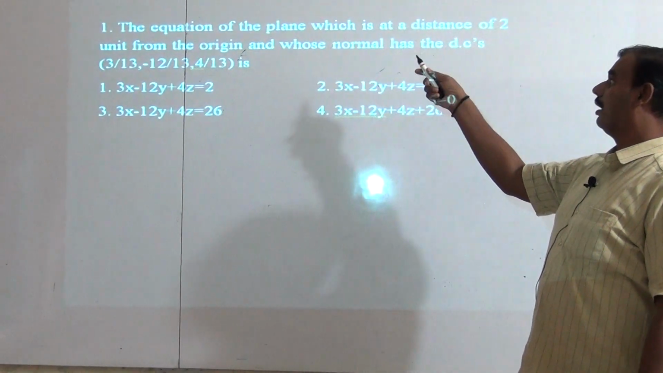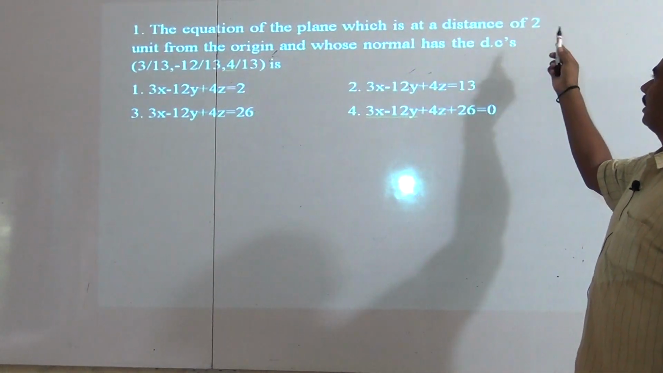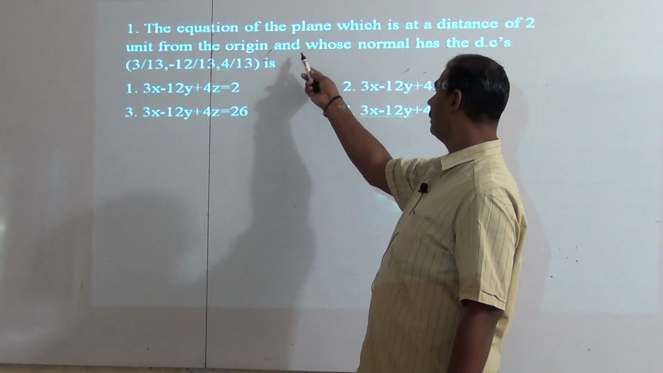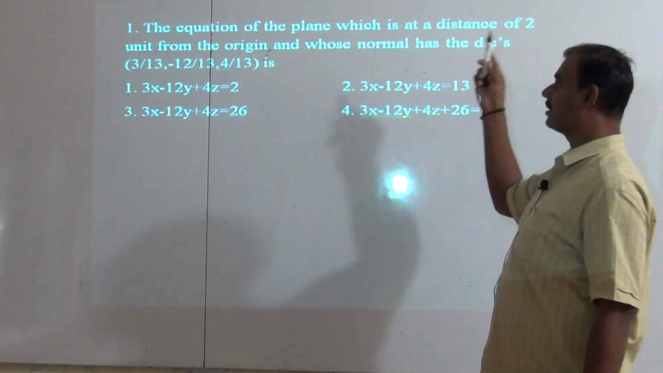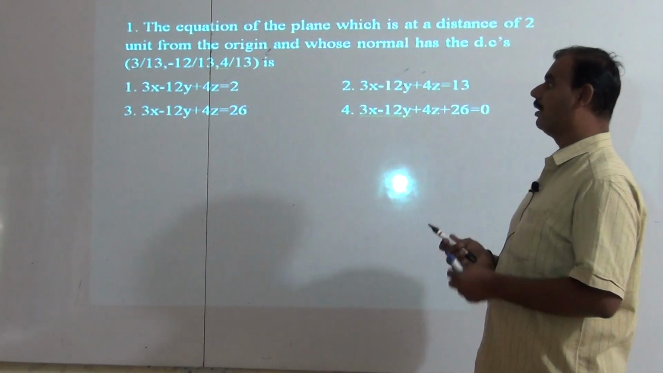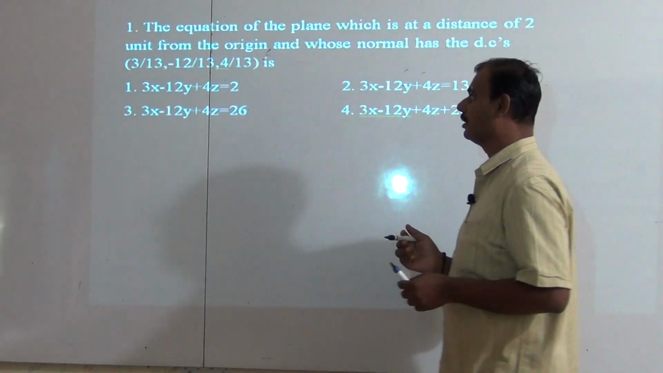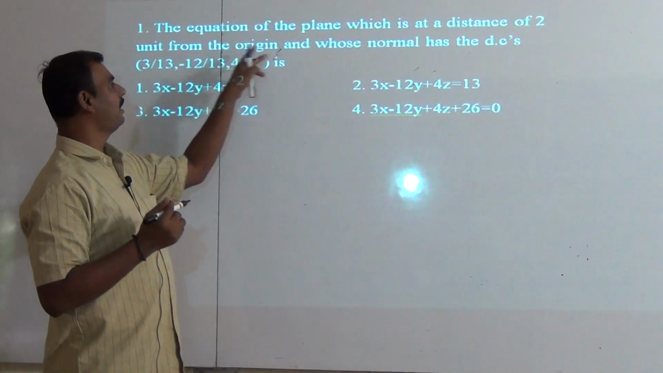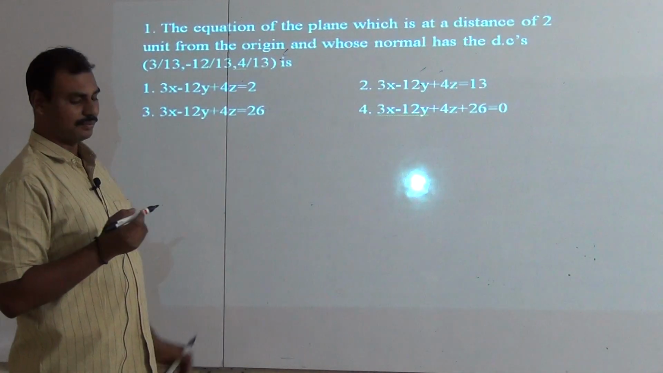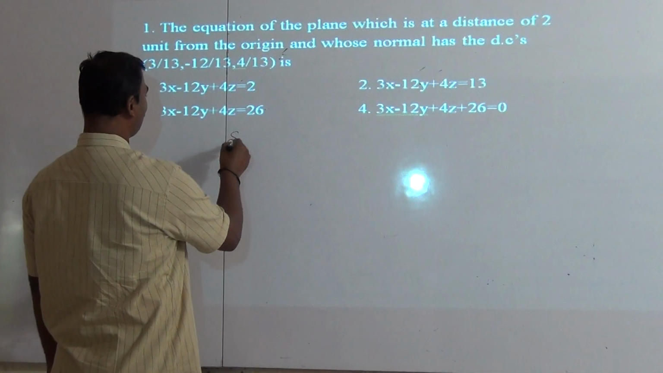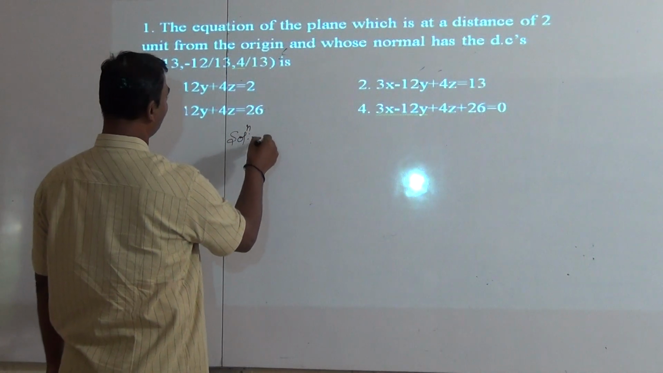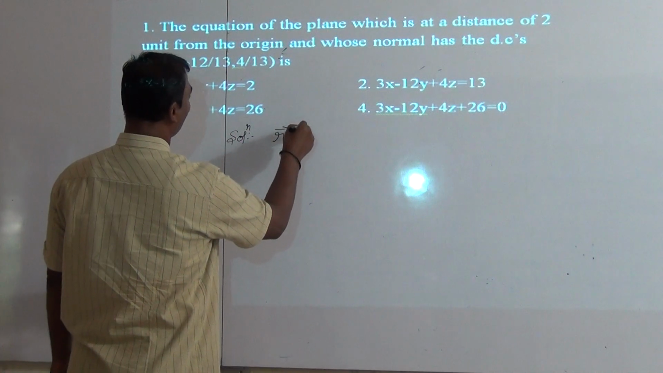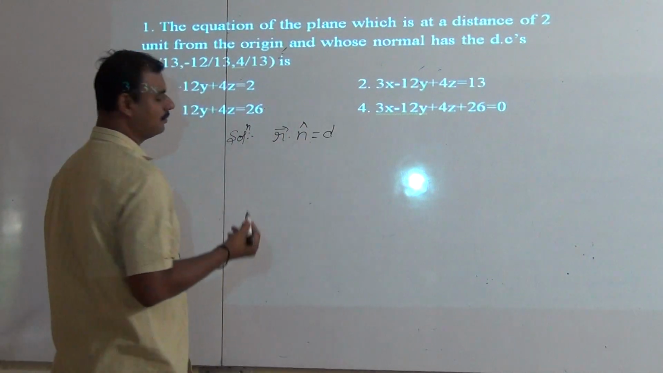The equation of the plane which is at a distance of 2 units from the origin and whose normal has the direction cosines 3 upon 13, minus 12 upon 13, 4 upon 13 is. So what is being asked? The equation of the plane. We know the equation of the plane in the normal form is r bar dot n cap is equal to d.